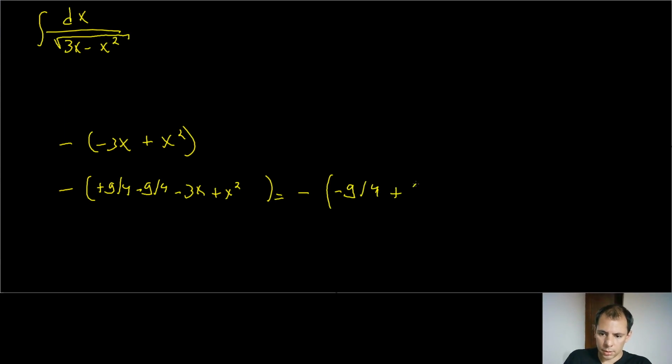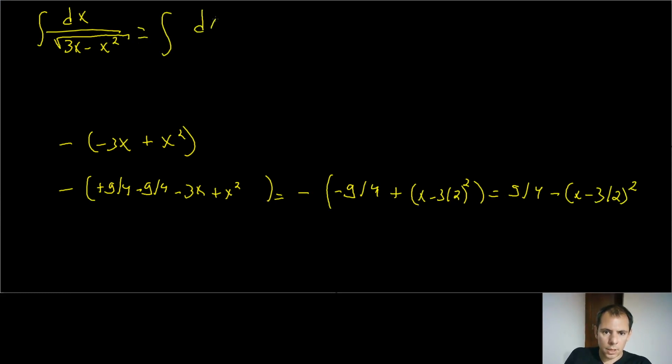And you have a plus, and then you have x minus 3 divided by 2 squared. This is what you have, and then you can plug it in again. So this is going to be equal to 9 divided by 4 minus x minus 3 divided by 2 squared. So you have the integral of dx, and then you have a huge square root of this thing here.